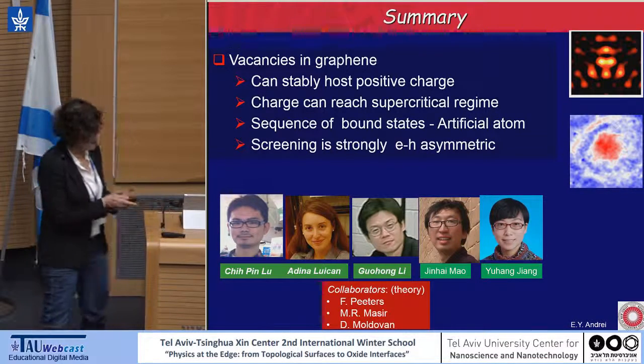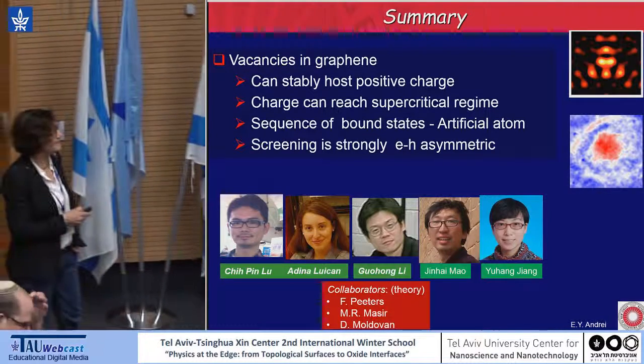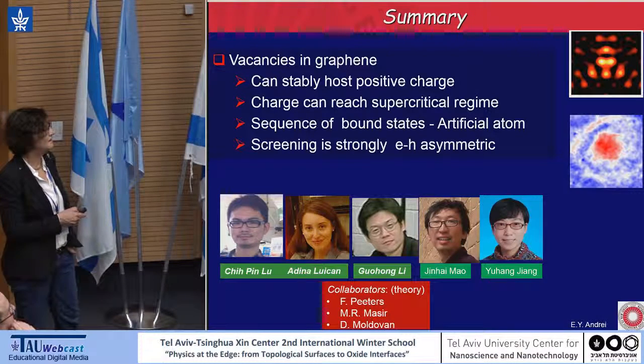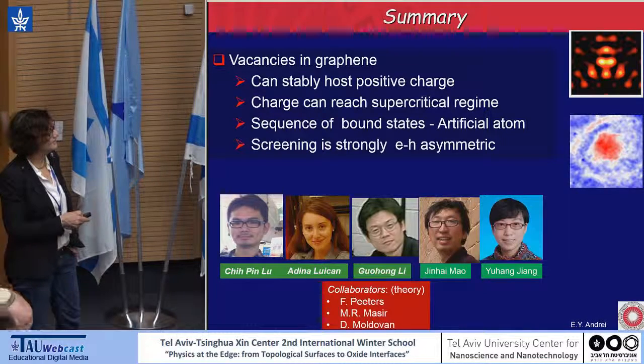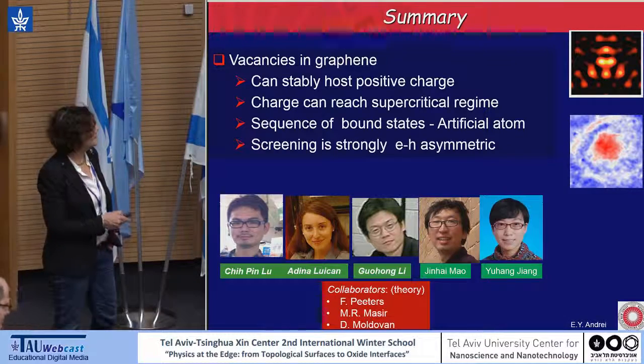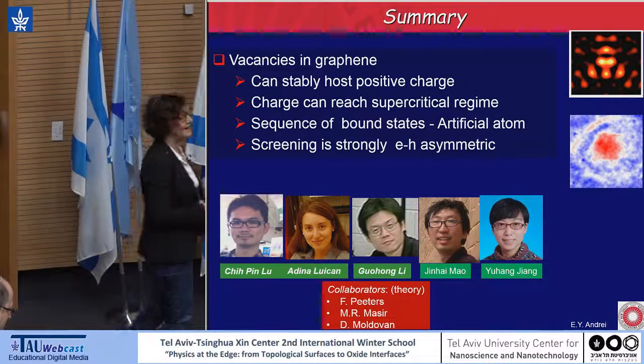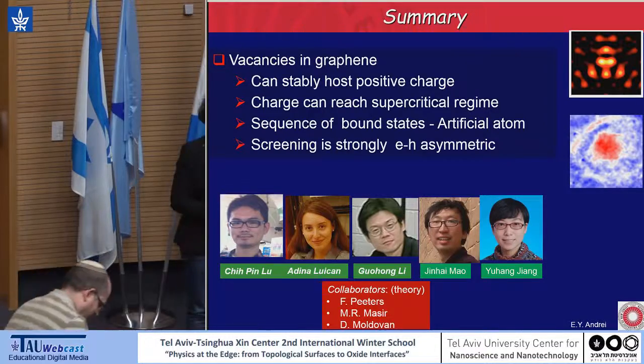OK, and this brings me to the summary. So basically, the message is that vacancies in graphene can stably host a positive charge. The charge can be pushed into the supercritical regime. We see a sequence of bound states that form an artificial atom, and that screening is strongly electron-hole asymmetric. And these are the people who did the work in my group, and here are our theoretical collaborators who did that tight binding simulation. Thank you for your attention.